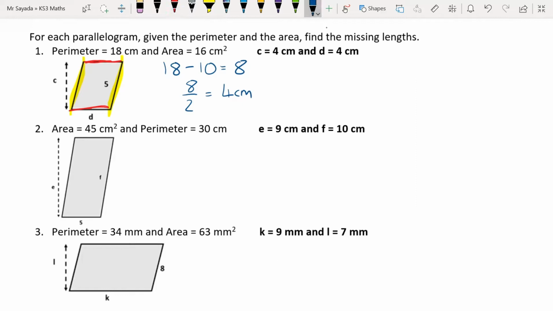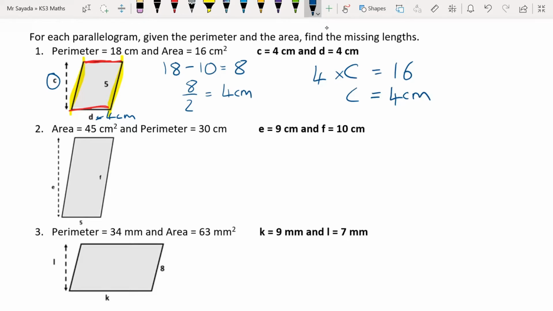And now that I know that that is 4 centimeters, and I know that the base times the height must be the area, so I know that 4 times the height, which is this, which is C, is the area. So I know 4 times C is 16, because the area is 16. 4 times what is 16? Say your answer to the video. You should have said 4 times 4 is 16, and that's why C is 4 as well.